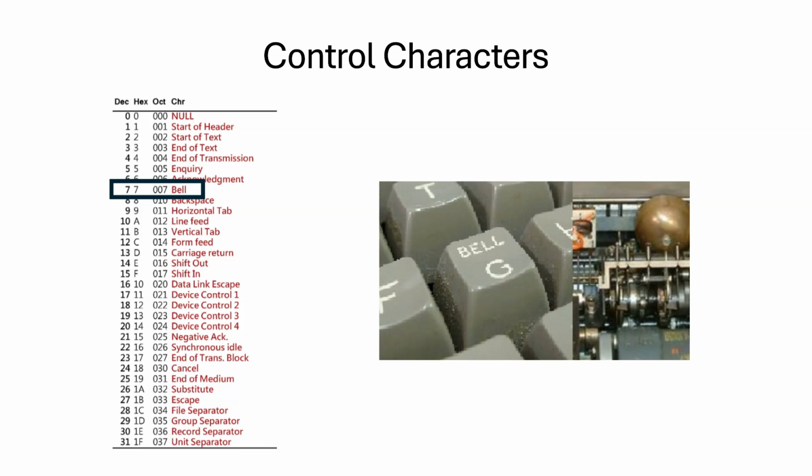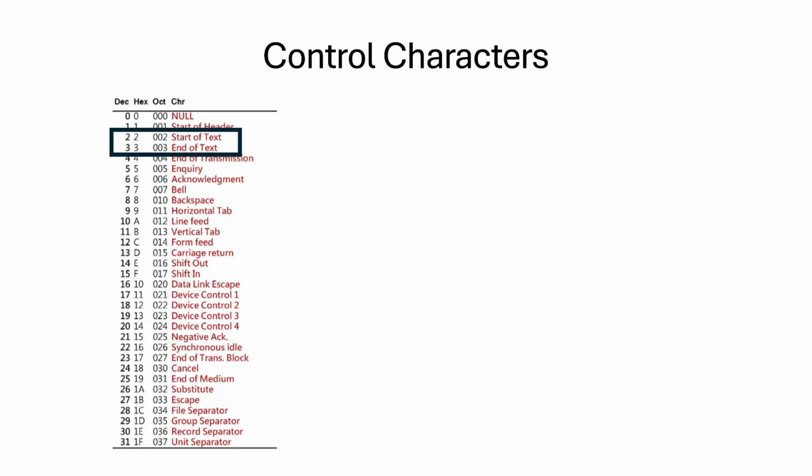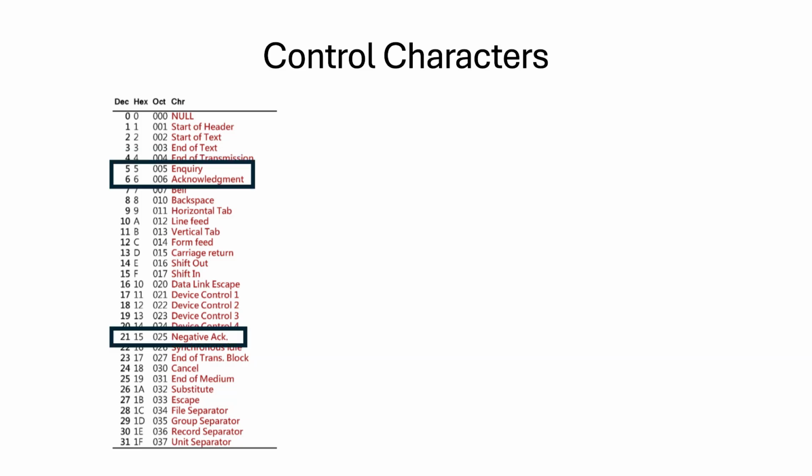The bell character would trigger a physical bell attached to the teletype to sound, to inform a remote operator of a transmission. The start of text and end of text characters would serve as formal mechanisms for operators to determine when text bodies start and finish. The inquiry was used as a mechanism to ask the other operator to respond with an acknowledgement or negative acknowledgement for error control or some other inquiry.